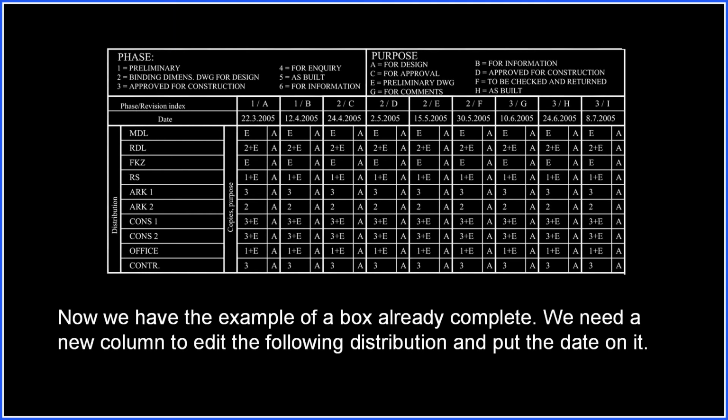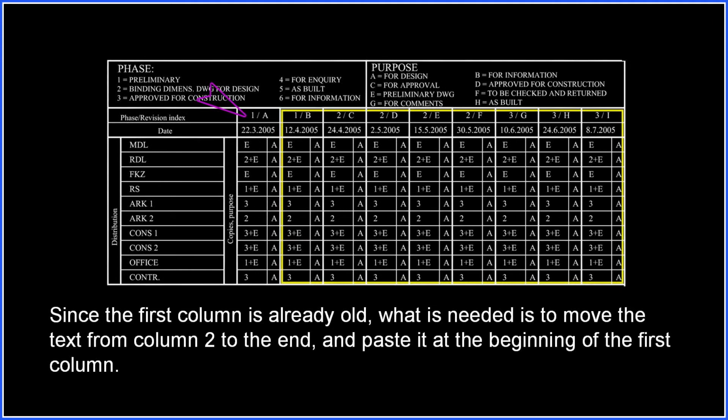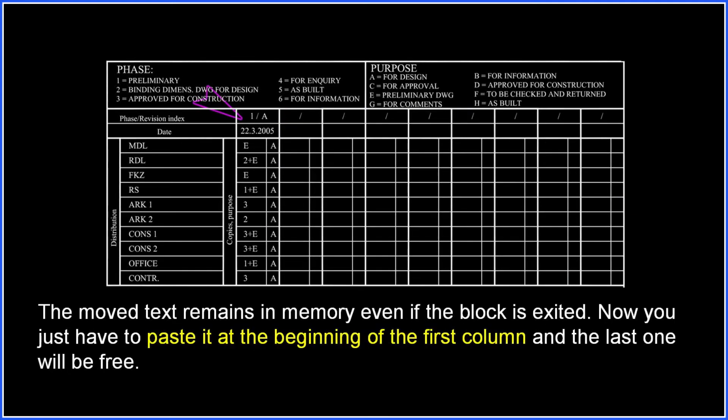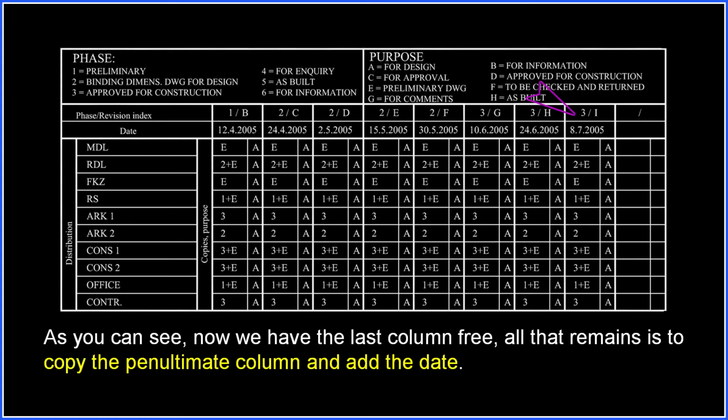Now we have the example of a box already complete. We need a new column to edit the following distribution and put the date on it. Since the first column is already old, what is done is to move all texts from column 2 to the end, and paste it at the beginning of the first column. The moved text remains in memory even if the block is exited. Now you just have to paste it at the beginning of the first column and the last one will be empty. As you can see, now we have the last column empty.